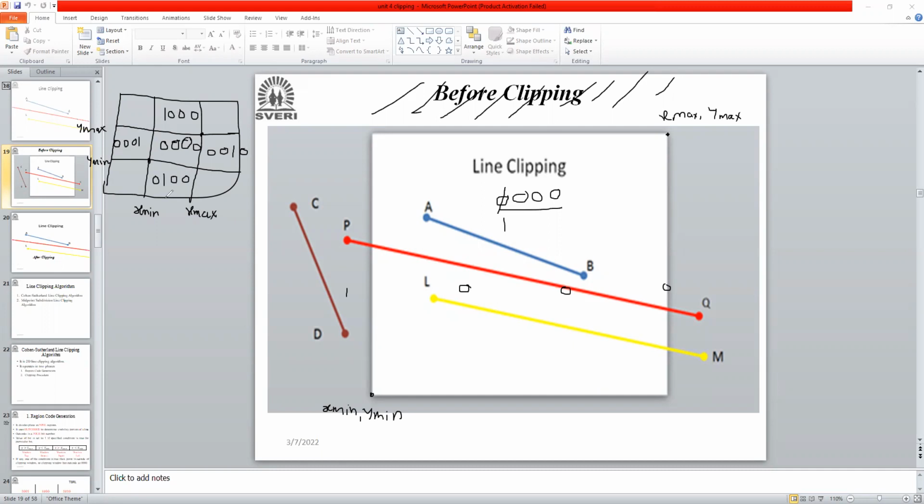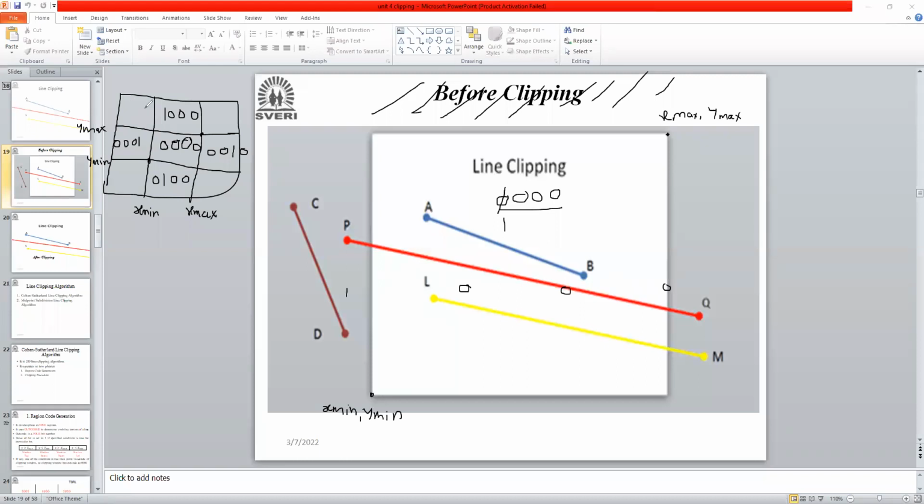So we are assigning these codes, which is based on our criteria for the region code. So these are the 4 region codes given to the 4 areas: left area, top, right, and bottom. Okay, left, top, right, and bottom. So these codes are given.